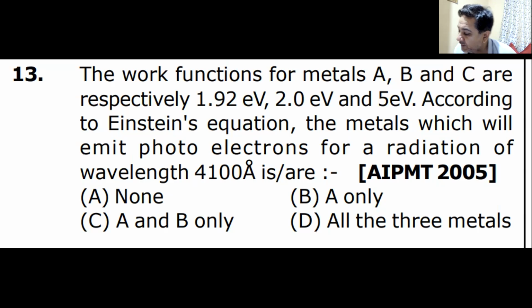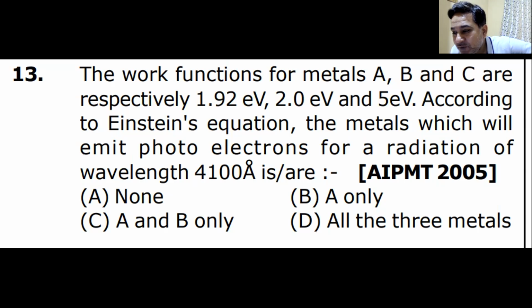AIPMT 2005. Any idea? We think option D, all the three metals. No, my dear friend, you have again lost 5 marks in the AIPMT 2005. Probably you would be 4 or 5 years old at that time, so you are not aspiring to become a doctor, so it doesn't matter. The answer is given as C, A and B only.